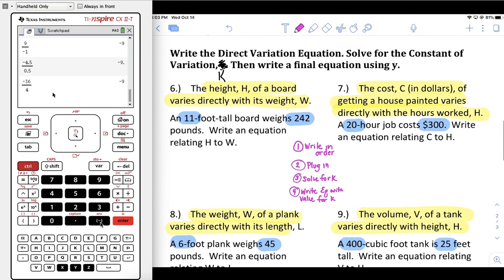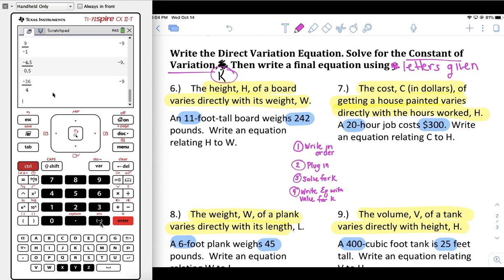First of all, I want to make the correction up at the top in the directions. It tells you solve for the constant of variation. So this vocab word here, constant of variation, that's our k. It's not the y, it's the k. And when you write your final equation, you won't be using y. You'll be using the letters given. So if you will change that direction just a little bit.